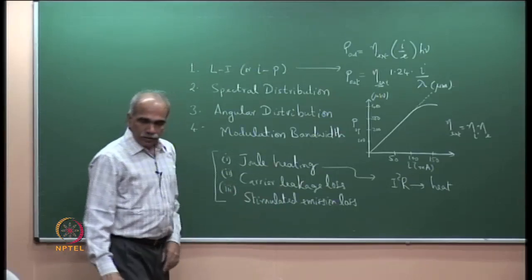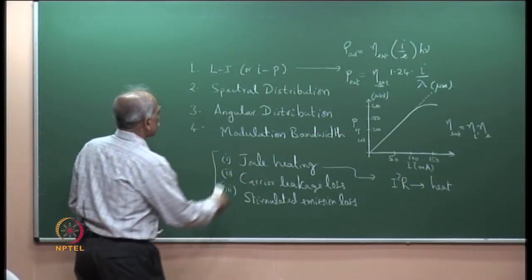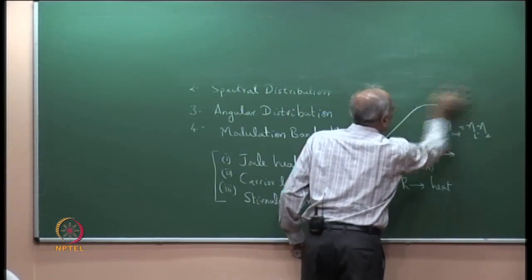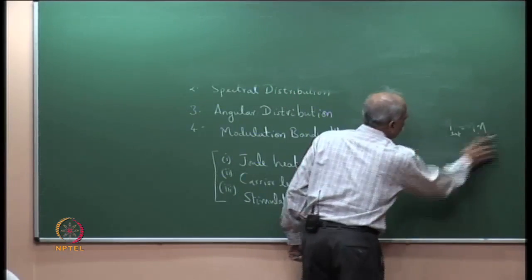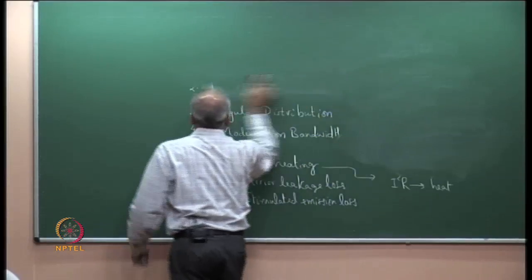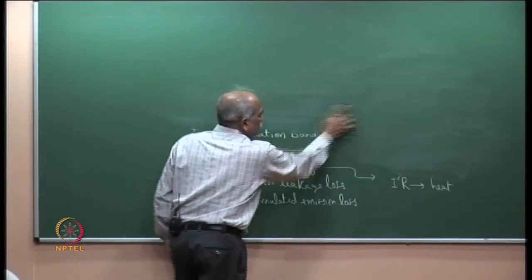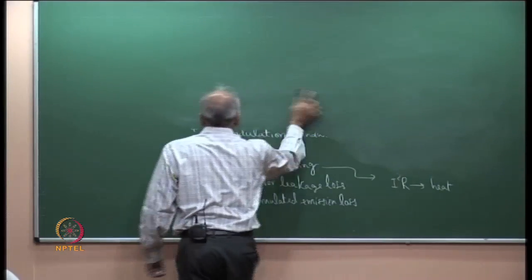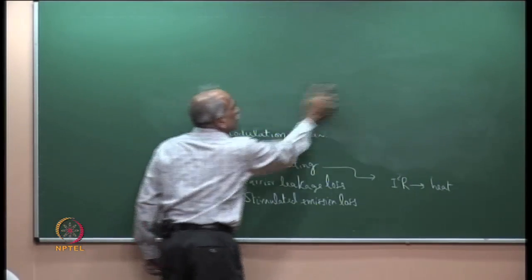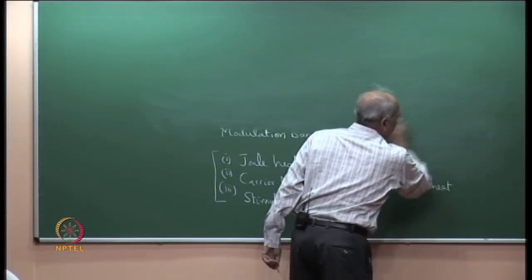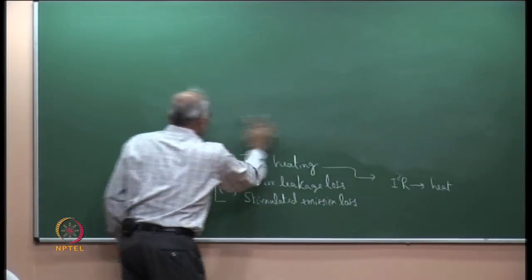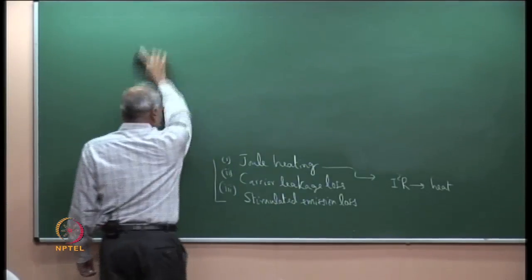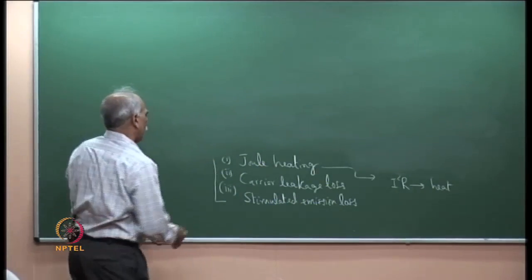The second one, carrier leakage. So today we will discuss carrier leakage and the stimulated emission loss, and then go over to the spectral distribution and angular distribution. Some of these characteristics I will discuss in a little bit more detail because similar considerations are valid for laser diodes. So what is this carrier leakage?